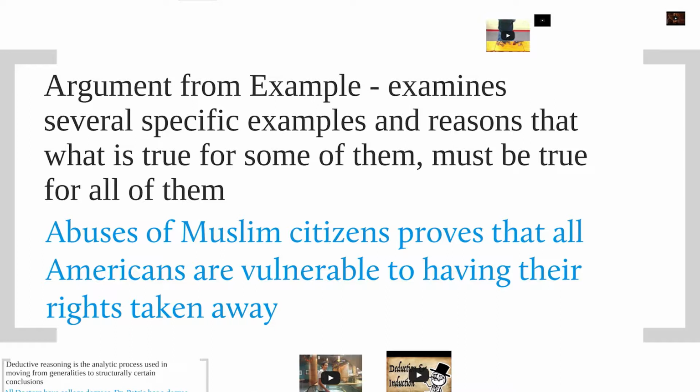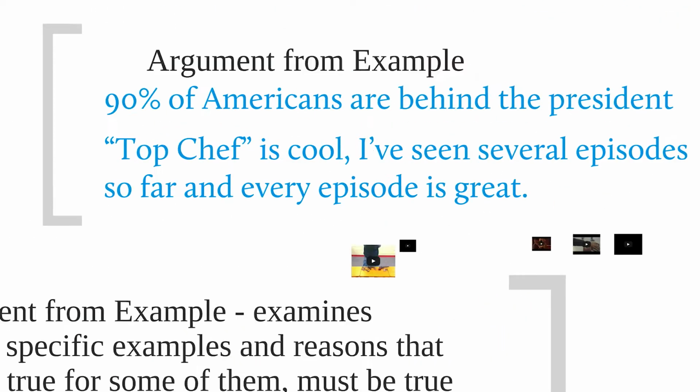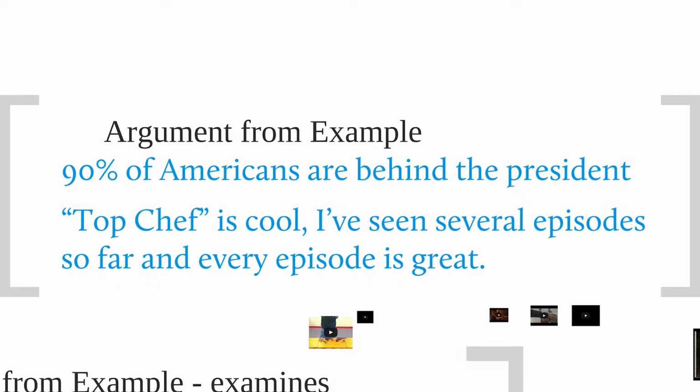Another instance of argument by example, when someone says 90% of Americans are behind the president. So a statistic like that, how do they arrive at those statistics? They don't actually survey 90% of all Americans. They take a small population, they hope that it's a representative sample, they ask of those people, do you support this or that? And then they reason based on that small set that must be true for the entire population. So there again, we've got argument from example and the logic of induction there.